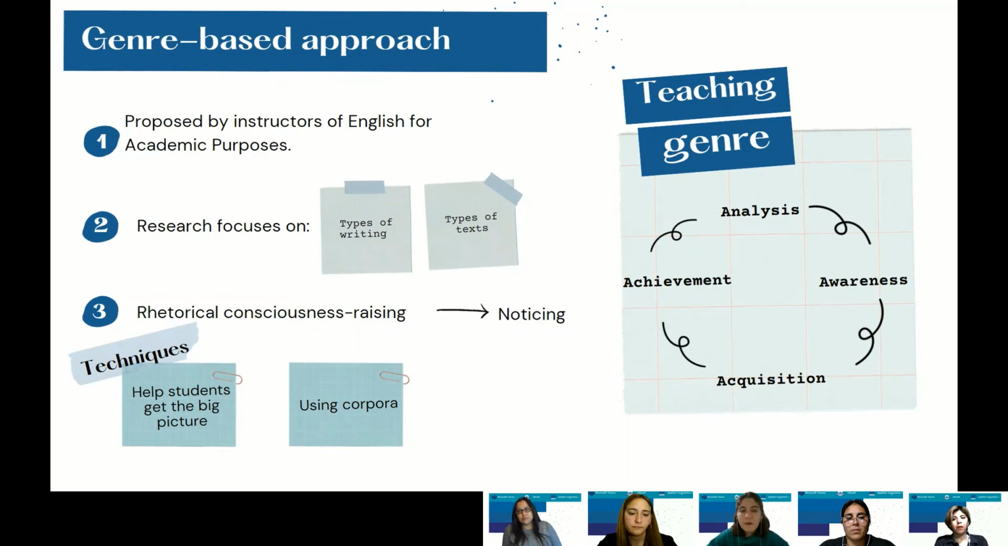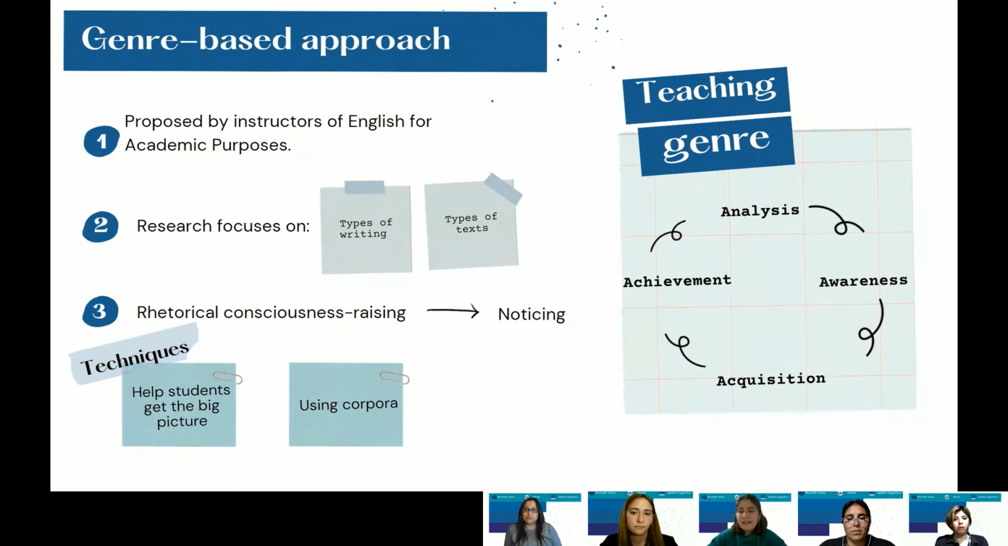The research focuses mainly on the types of writing, that is to say narrative, descriptive, or argumentative, and the types of texts, especially academic genres. Just to name a few: summaries, laboratory reports, research papers, dissertations, articles, and more.